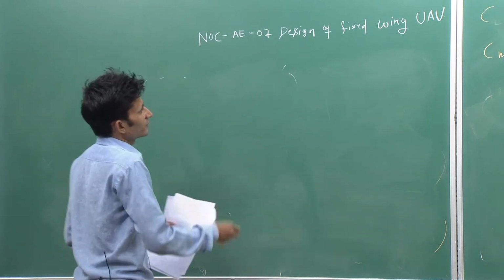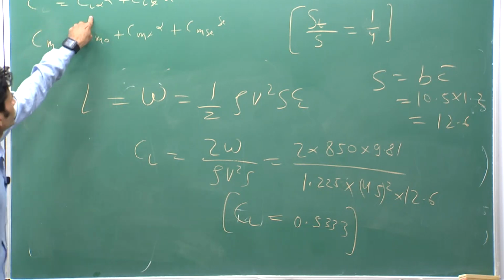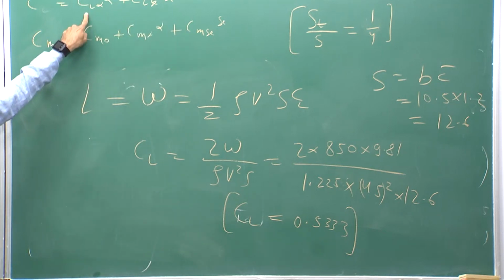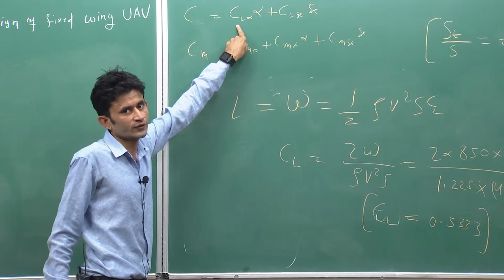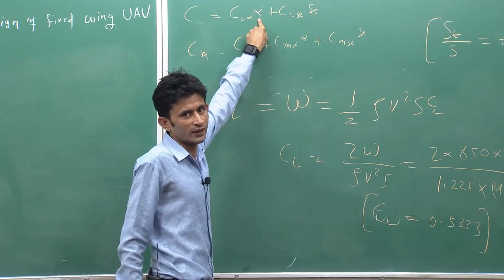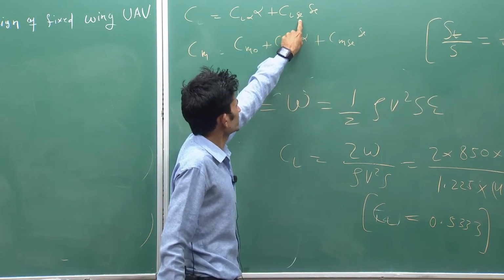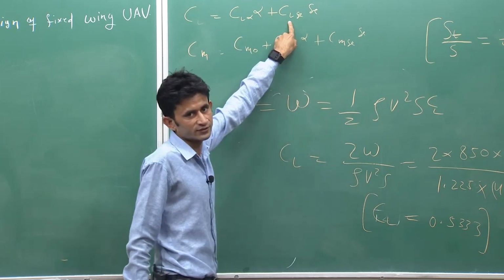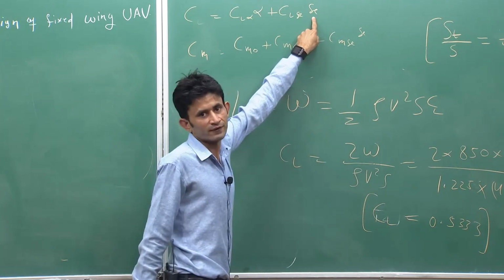So you know that, if you observe this equation, CL equal to CL alpha into alpha plus CL delta E into delta E, this CL alpha is nothing but complete CL alpha of the air vehicle, which we have already found. This is the angle of attack. When you change the angle of attack, when you change the elevator angle, how much CL will change, this stability derivative will tell, and this is the elevator deflection.